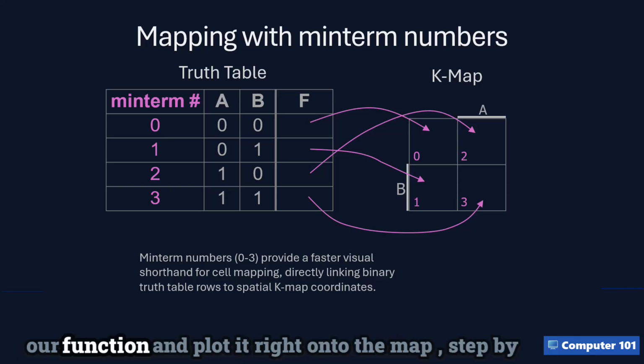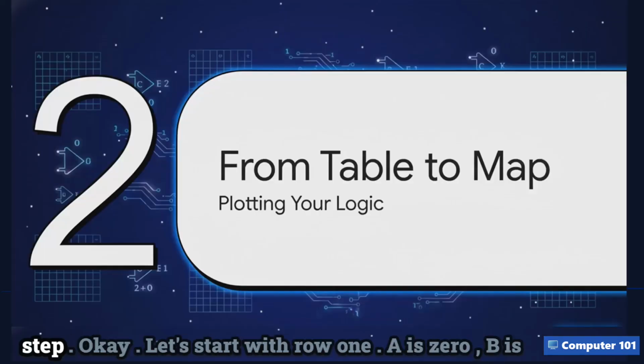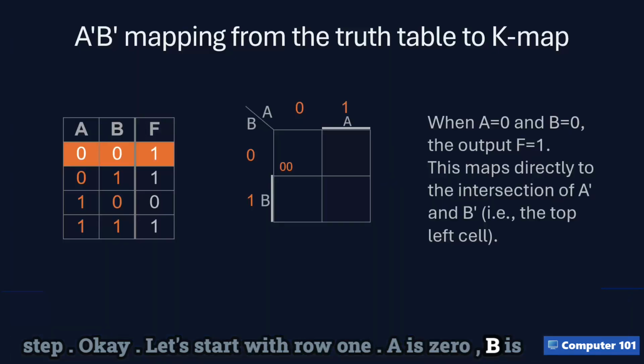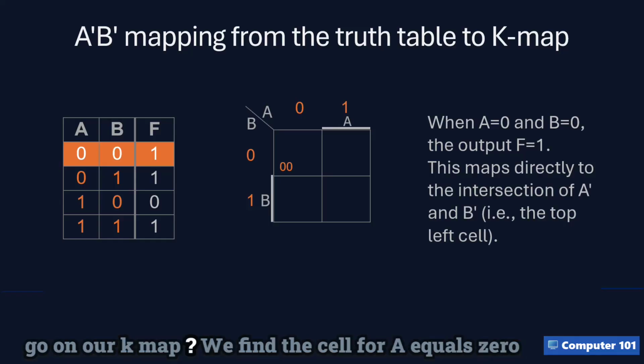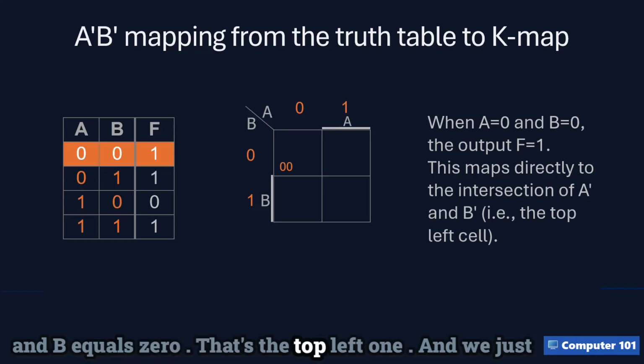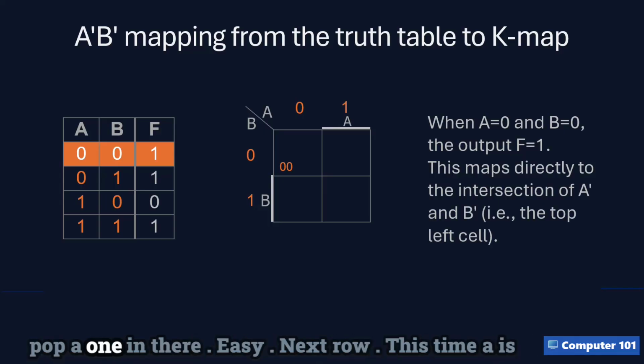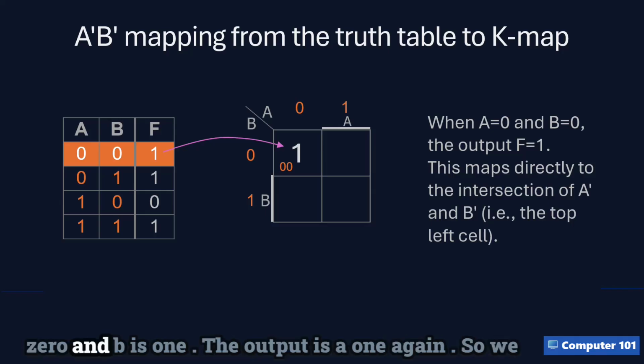We're going to take our function and plot it right onto the map, step by step. Okay, let's start with row 1. A is 0, B is 0, and our output, F, is 1. So where does that go on our K-map? We find the cell for A equals 0 and B equals 0. That's the top left one. And we just pop a 1 in there. Easy.